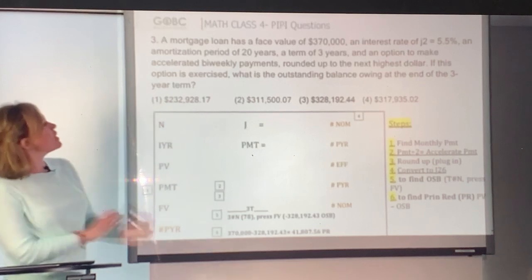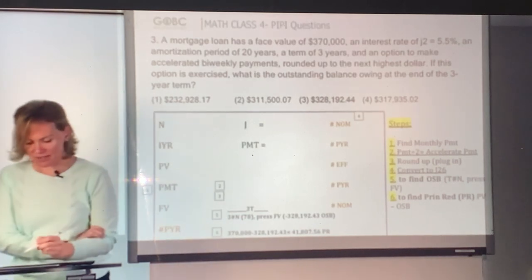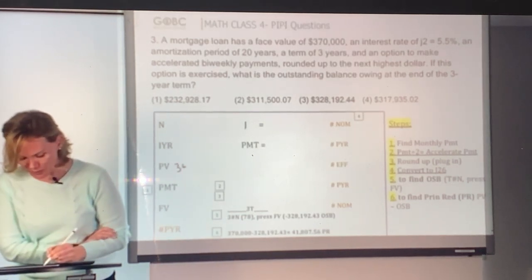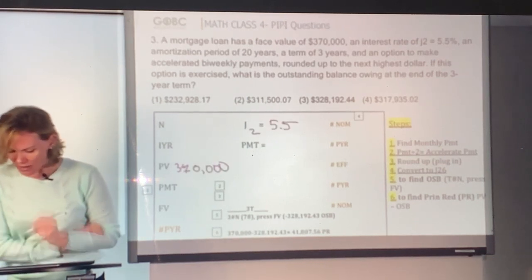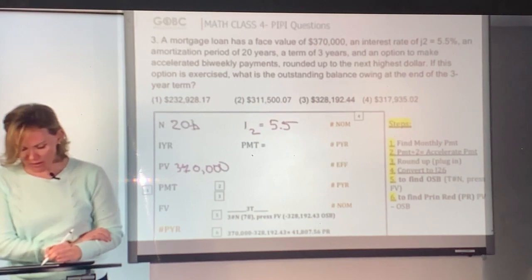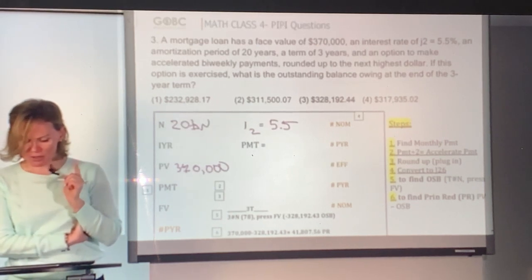Okay, so we have a mortgage loan that has a face value of 370. I'm just gonna pull up the information as we go. 370. We have the rate of J2 equals 5.5. Then we have the amortization for 20 years. That's your N, shift N. Okay, term is 3 years. The option to make the accelerated biweekly payments.